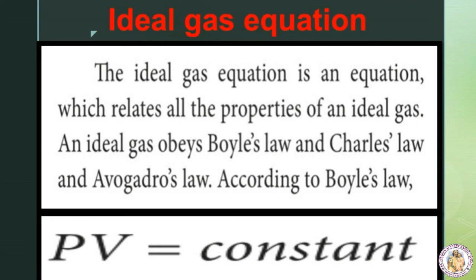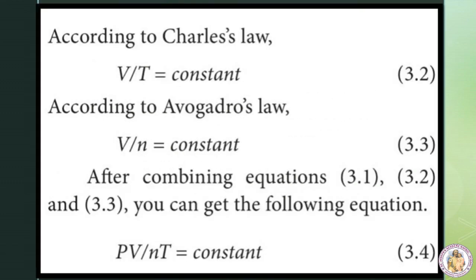The ideal gas equation is an equation which relates all the properties of an ideal gas that obeys Boyle's law, Charles' law and Avogadro's law. According to Boyle's law, PV is equal to constant. That is the first equation. According to Charles' law, V by NT is equal to constant. That is the second equation. According to Avogadro's law, V by N is equal to constant. Here V is volume, T is temperature, N is the number of moles, and P is the pressure.